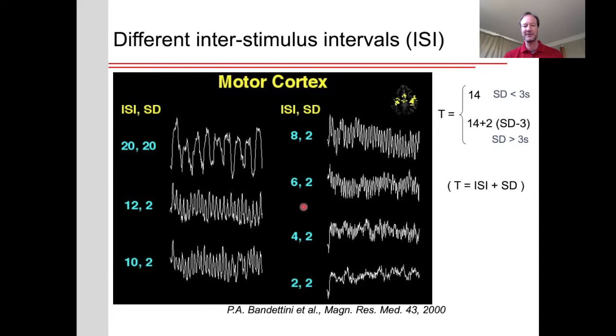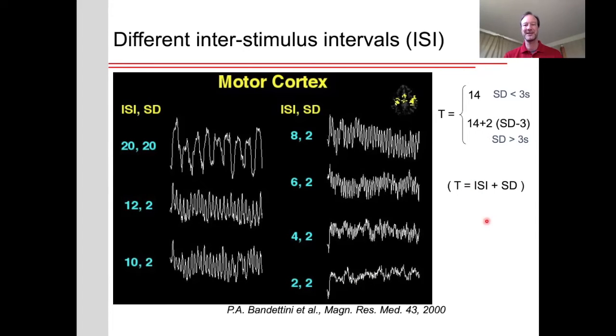But as that interstimulus interval gets shorter and shorter, eventually we reach a case where the signal increases and really doesn't vary around very much. And we lose our ability to detect this kind of response. So based on this, you could come up with some general formula for what the ideal interstimulus interval or total period should be based on the stimulus duration.